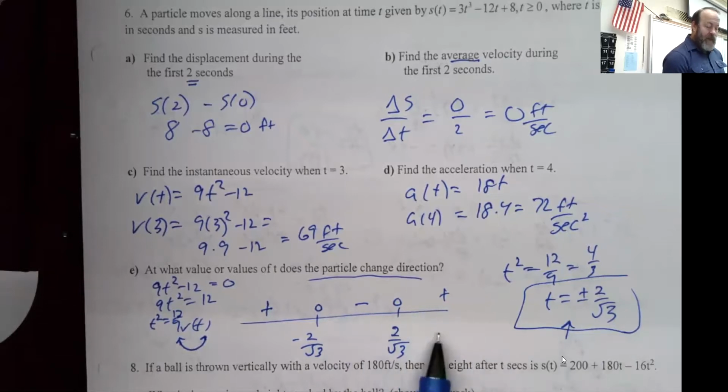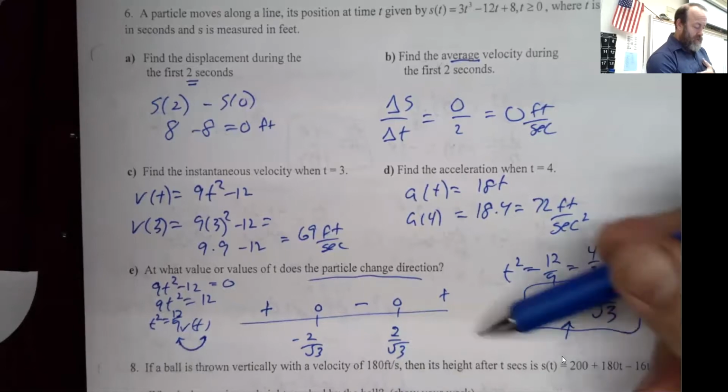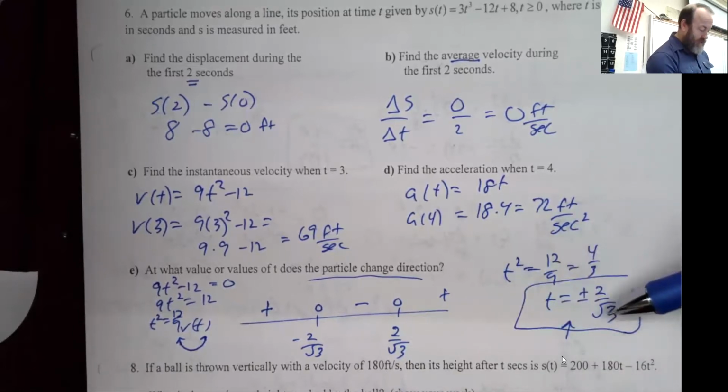And so I should probably make a little sentence right here. I just didn't leave myself enough room. Just say, hey, the particle moves from forward to backwards at negative 2 over root 3, and from backwards to forwards at positive 2 over root 3.